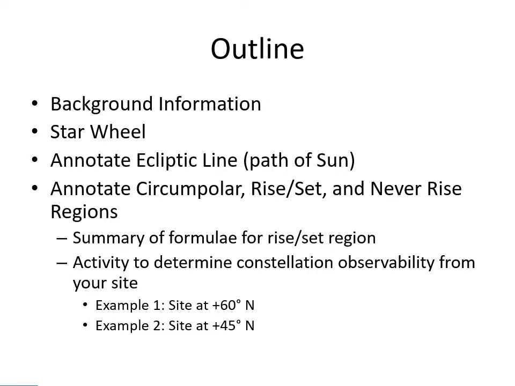Instructions for annotating the ecliptic line are provided. Then the summary of formulae derived in previous lectures is given. These formulae are applied to star wheels to determine the observability of constellations from a location. Examples of how to do this, for 2 different northern latitudes, are given.